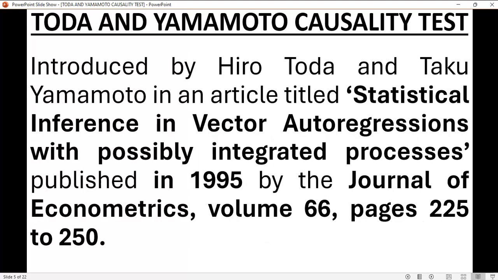Why do we say that? A procedure introduced by Toda and Yamamoto in an article titled Statistical Inference in Vector Autoregressions with Possibly Integrated Processes, published in 1995 by the Journal of Econometrics, volume 66, pages 225 to 250.